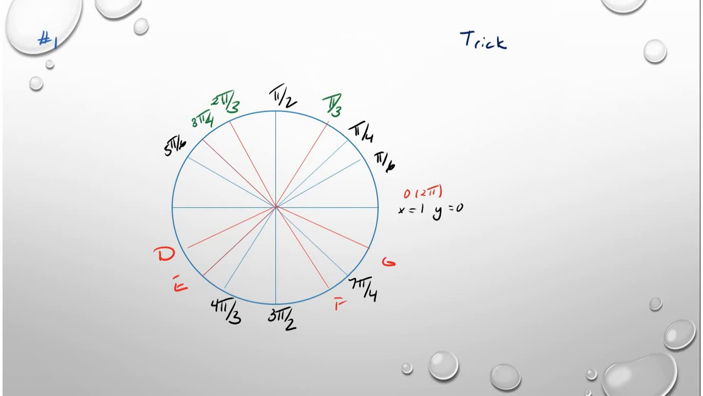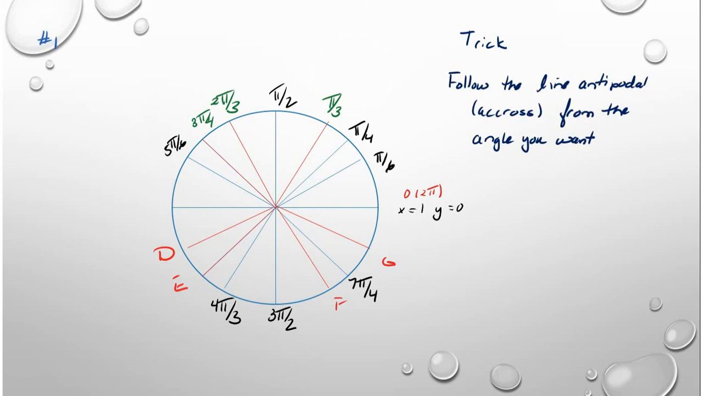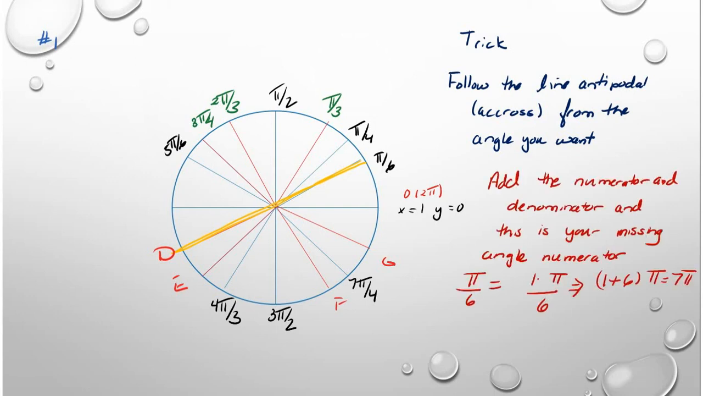Now D, there's a trick. I could still use the same approach. I could use the approach that this angle here turns out to be pi over 6 away from pi, and I could add. But what I could also do is find the line that's across from the angle that I want. I can just draw the diagonal, and I see that pi over 6 is right across from the angle that I want, which is angle D.